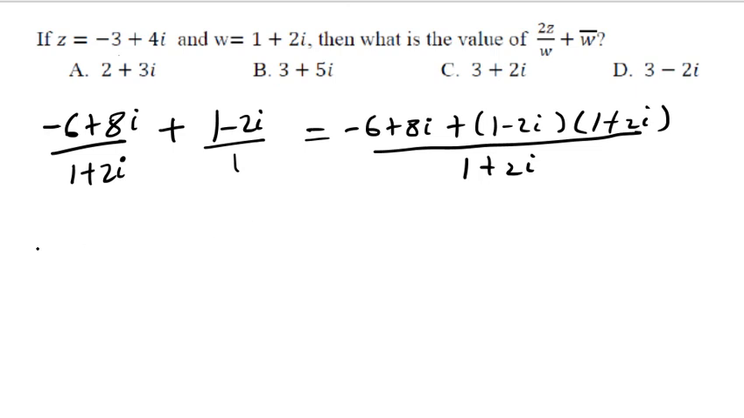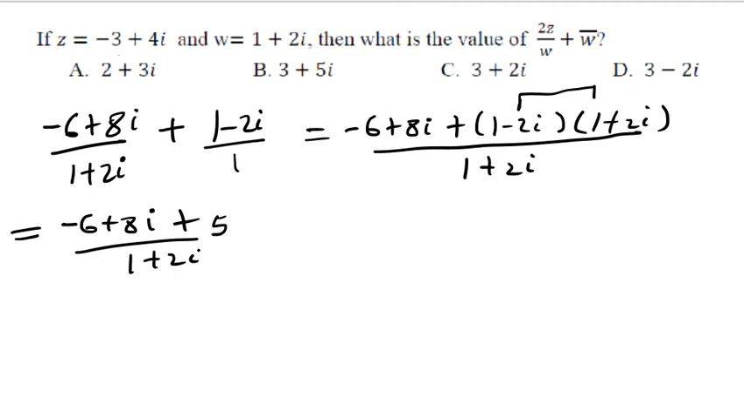Now this is the same as negative 6 plus 8i plus the product of these two, which is the product of two complex numbers. One is the conjugate of the other, so simply the sum of the squares of each. So that means 1 square plus 2 square, which will be 1 plus 4, which is 5. The whole over 1 plus 2i. This is the same as negative 6 plus 5, which is negative 1 plus 8i, the whole over 1 plus 2i.